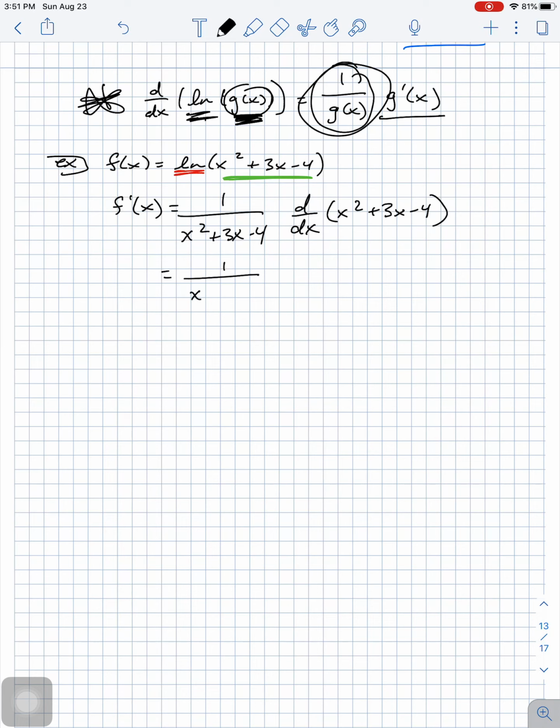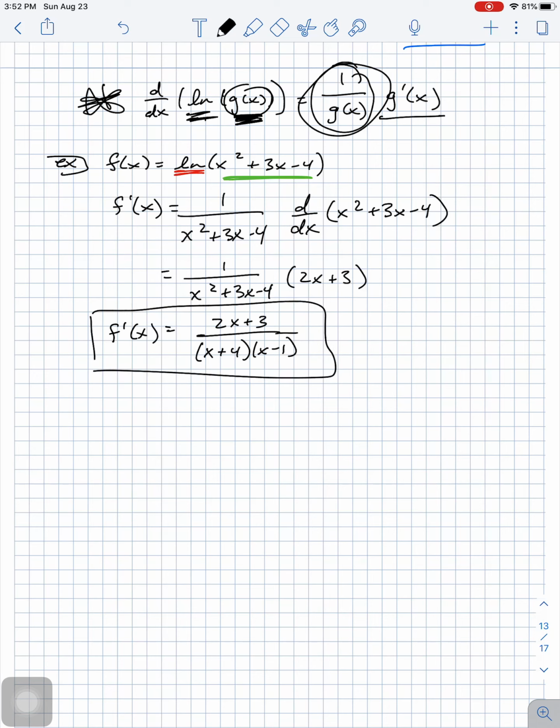Okay, and the derivative of the inside function there is going to be 2x plus 3. And if you choose, that can go on top. A lot of times it's worth trying to factor things and see if they cancel. In this case they won't, but you could see that this factors as x plus 4 and x minus 1. And that's worth a check because sometimes some things will cancel. Okay, and that's your answer.